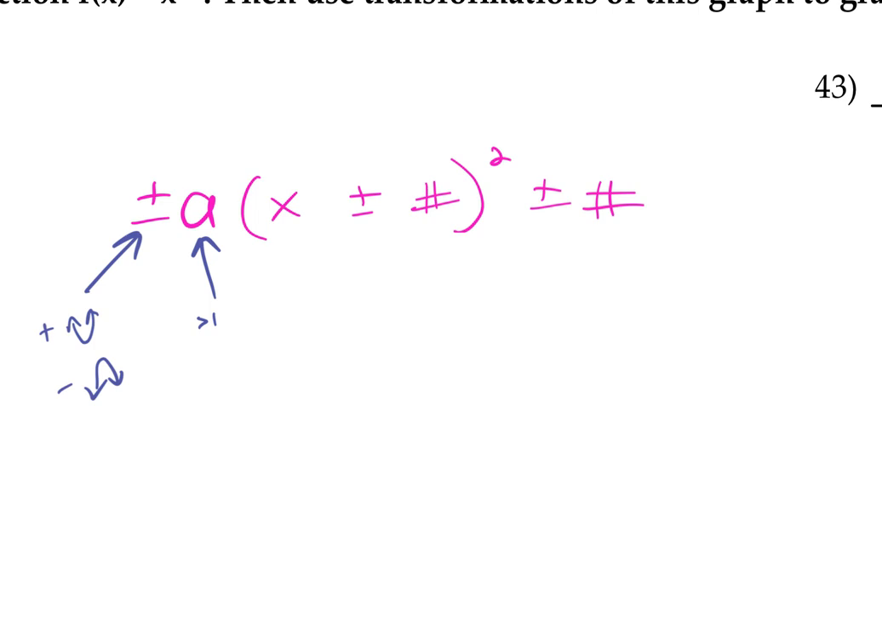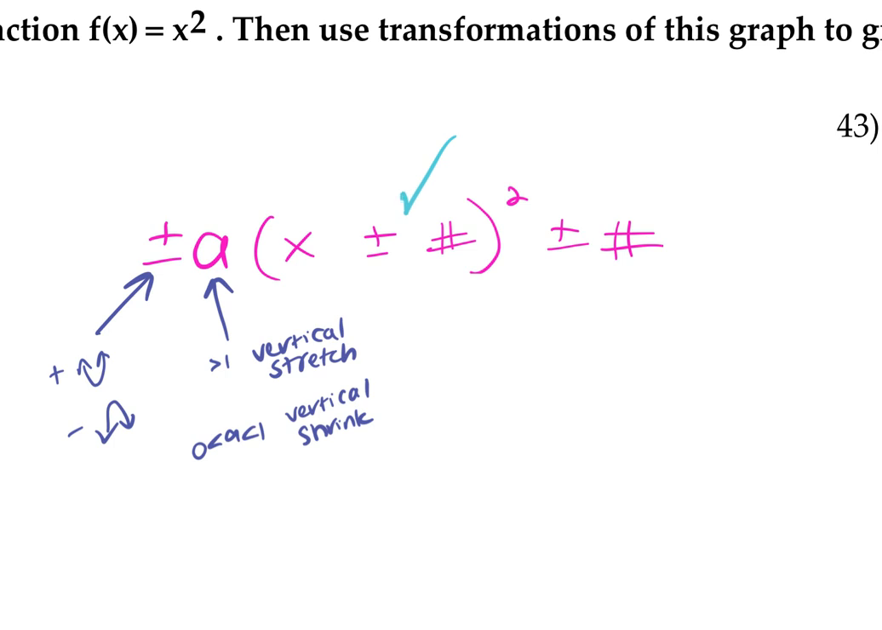What kind of stretch is that? It's a vertical stretch. It makes it taller. If it was a fraction, in between 0 and 1, it's a vertical shrink or compression. What happens when you add or subtract something inside the parentheses? Good. If it's positive, it goes left. And if it's negative, to the right. And then the last number, what happens? Vertical shift. Positive, up. Negative, down.